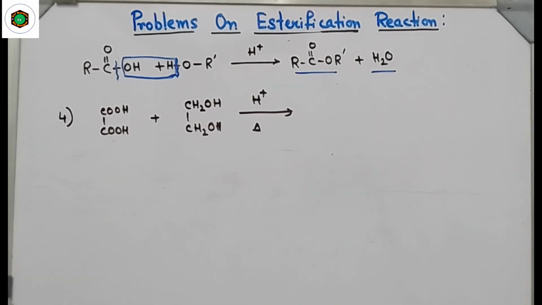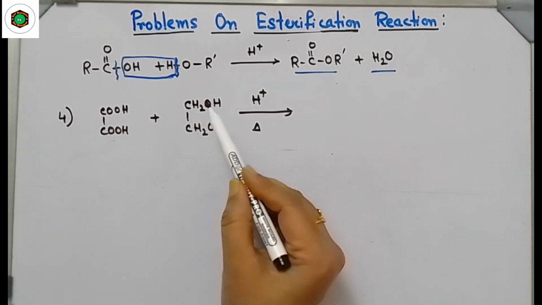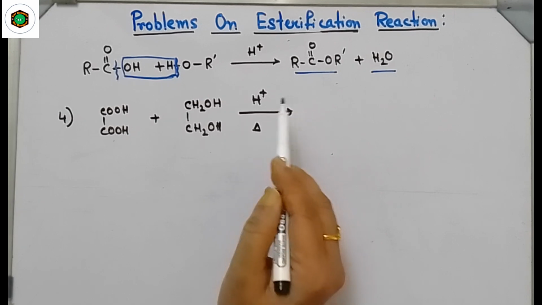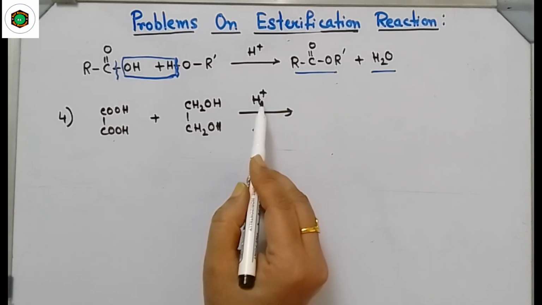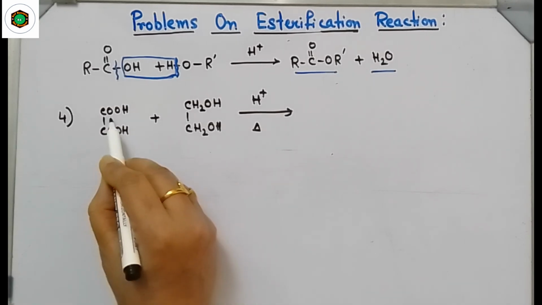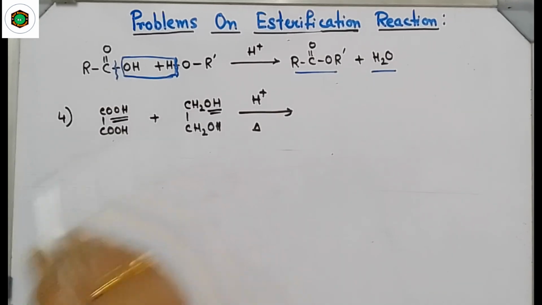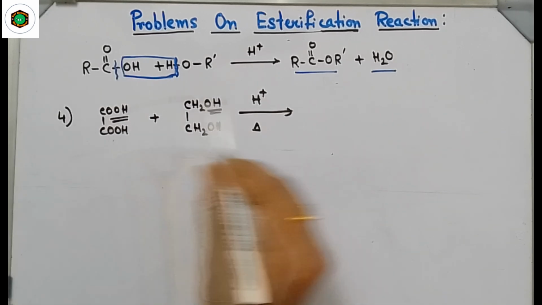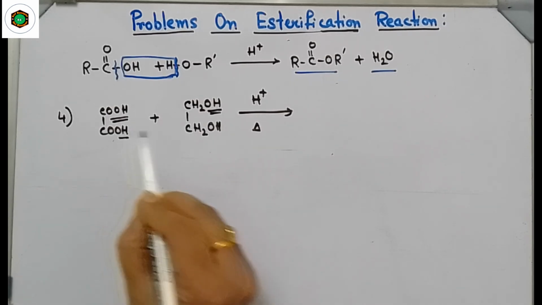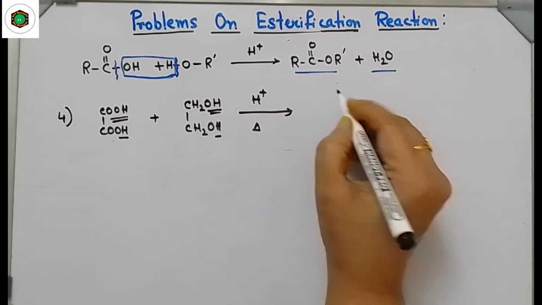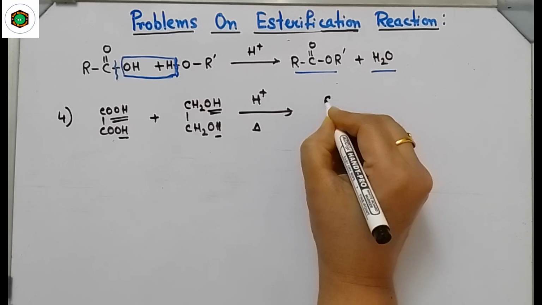Next problem, you are having oxalic acid and this vicinal diol in presence of concentrated sulfuric acid or in presence of H plus. What is the product? So this is acid, this is alcohol. So esterification in presence of acid will take place, and what we will get? From here OH will go, from here H, from here OH, from here H. So see what product we will get?